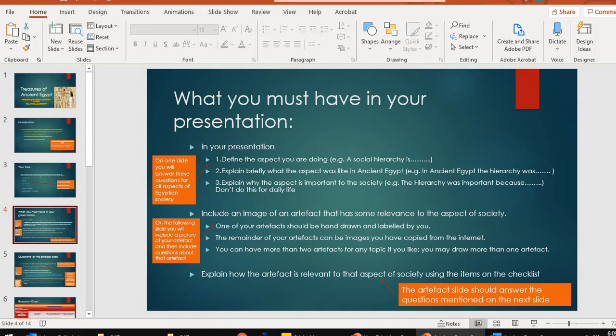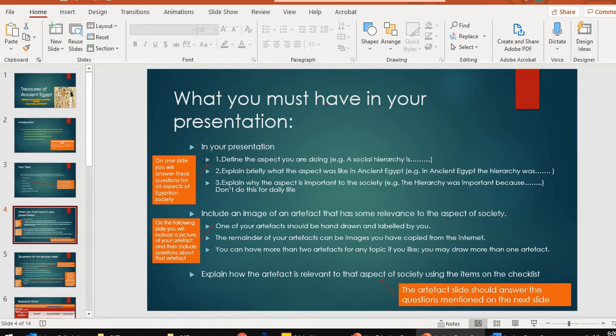Explain briefly what the aspect was like in ancient Egypt. So in ancient Egypt, the hierarchy was, so what does it do? What you're actually explaining is what function did it have? And explain why this aspect is important to the society. So why is it important to have the king at the top and the slaves and the farmers at the bottom? You won't need to do this for daily life.